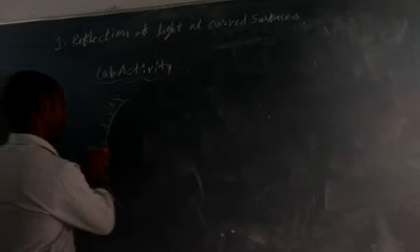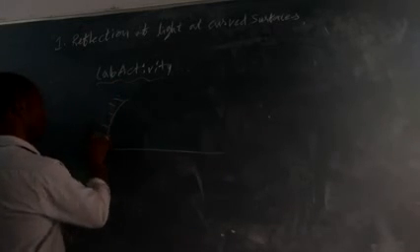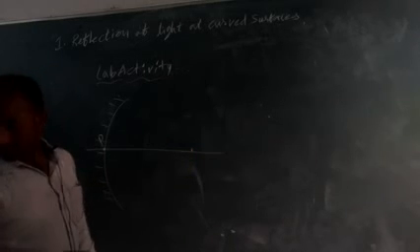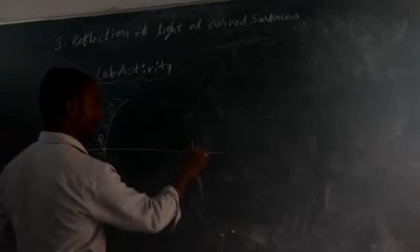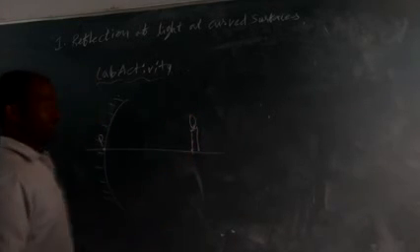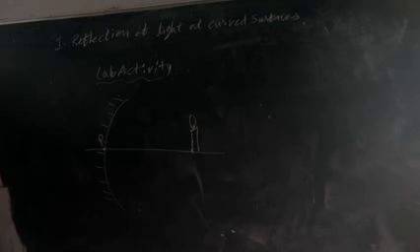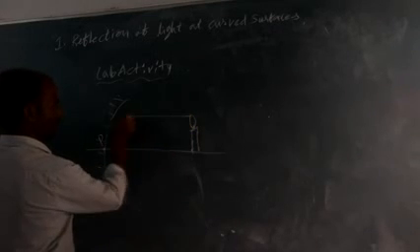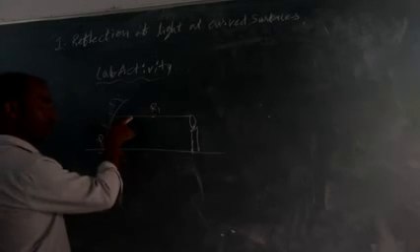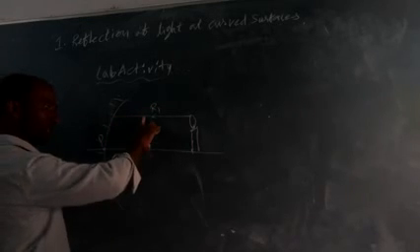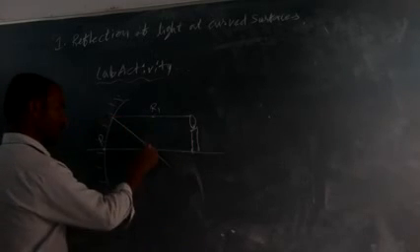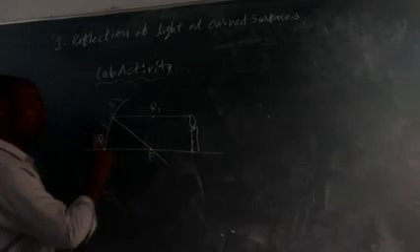Concave mirror. This is the pole, and this is the principal axis. On this principal axis we are going to place the object in the form of a candle. Now this candle sends a particular ray, ray 1. When it is parallel to the principal axis, after reflection it passes through a particular point called the focal point.